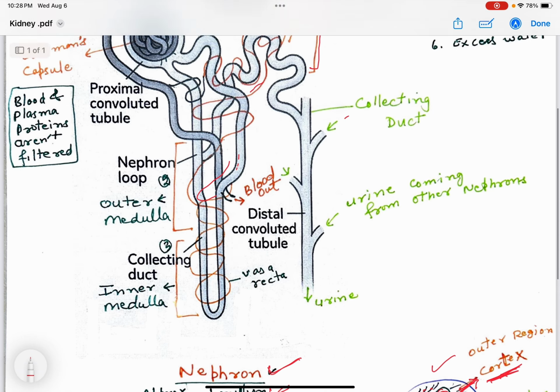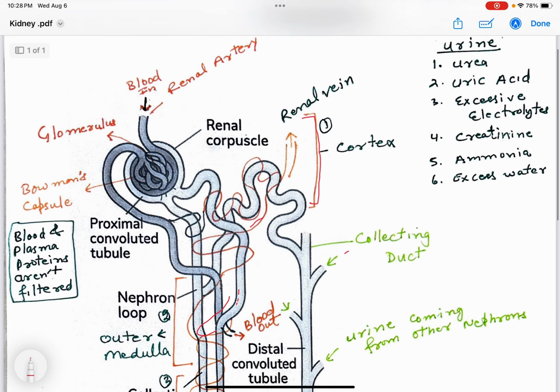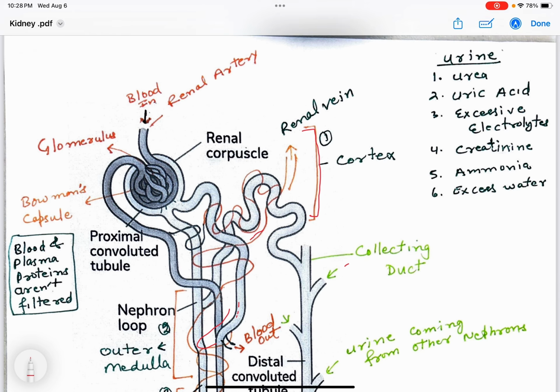So let's talk about the structure of a nephron. A renal arteriole brings in the blood right in here into this structure called Bowman's capsule, and due to the high pressure right here, the filtration occurs right here. Okay, so this filtration does not filter plasma and blood proteins, because their size is bigger.